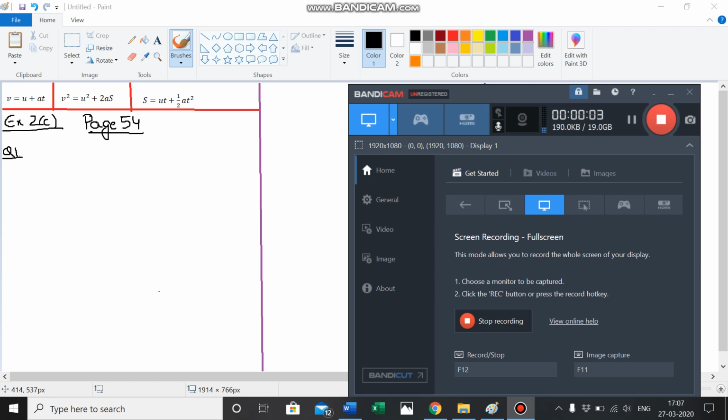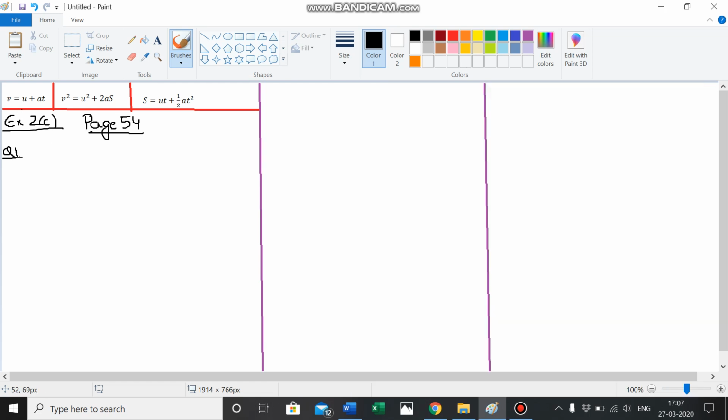So let's start some numericals from exercise 2C, which is basically on equations of motion. Before we start, let me highlight the three formulas that we've done. V is equal to U plus AT, V square is equal to U square plus 2AS, and S is equal to UT plus half AT square. V is final velocity, U is initial velocity, A is acceleration, T is time, S is the distance traveled.